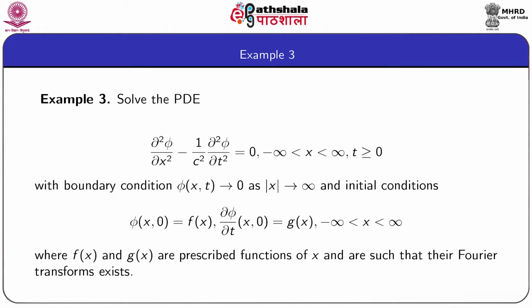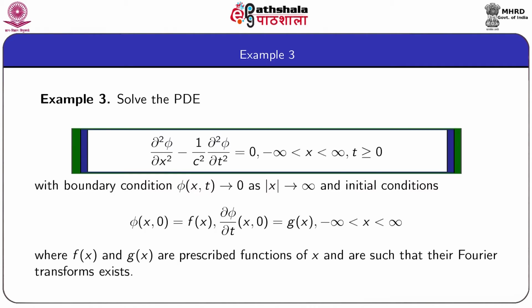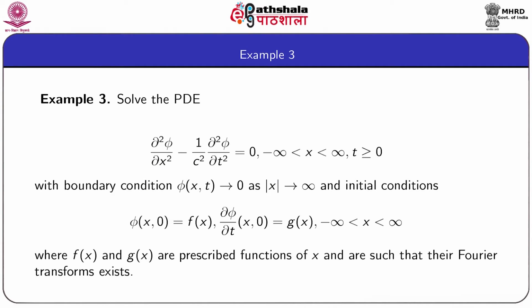Next, we come to another partial differential equation, that is the wave equation. So, we solve for small φ, which is a function of x and t, and that satisfies the hyperbolic equation ∂²φ/∂x² - 1/c² ∂²φ/∂t² equal to 0. x ranges from minus infinity to plus infinity and t greater than or equal to 0.